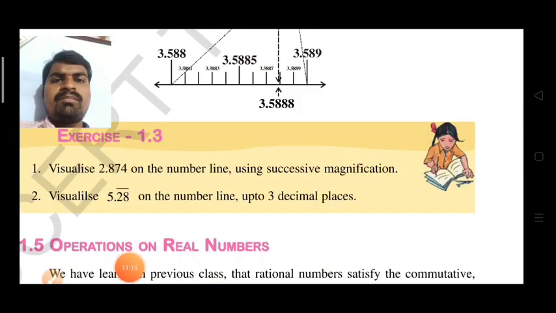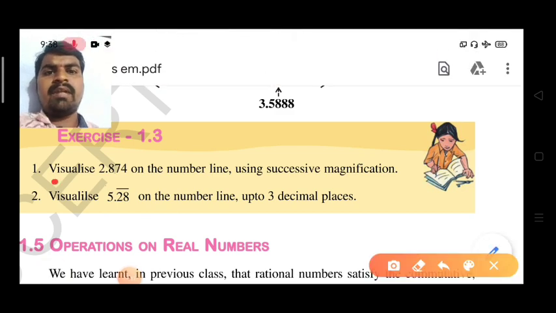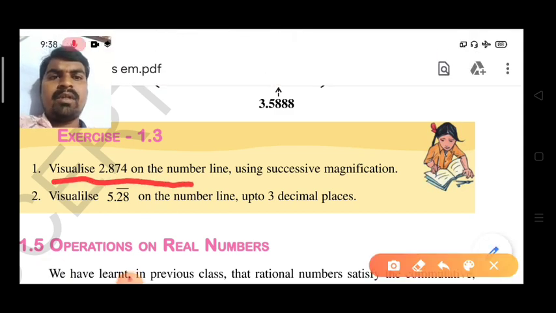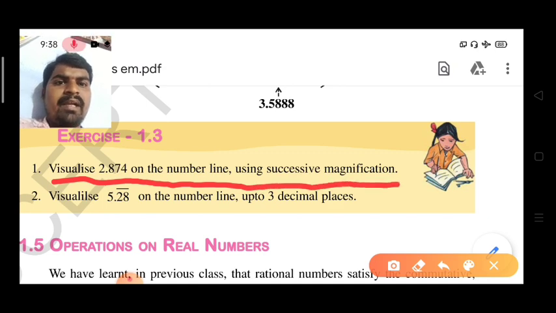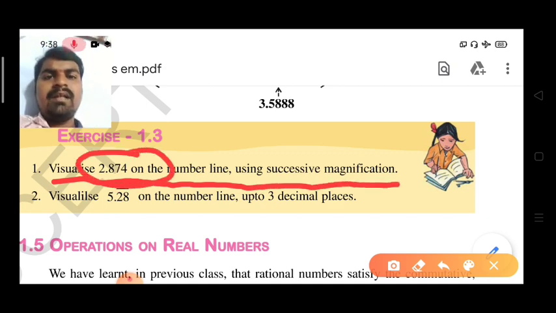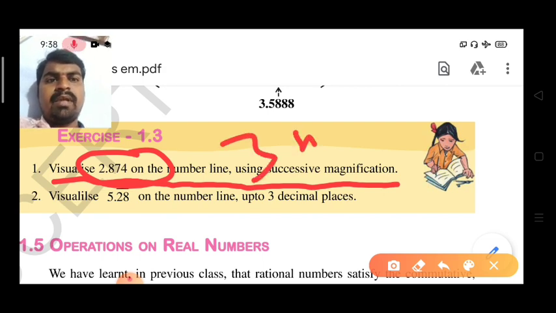So here you observe exercise 1.3. The first problem you know very well: visualize 2.874 on the number line by using successive magnification. It is very simple and direct. How many decimals are there, you know very well. Only 2.874, so there are only 3 steps, you can complete this problem.